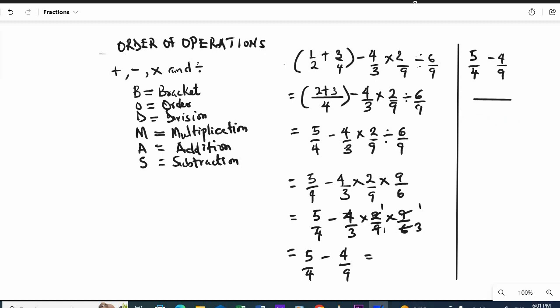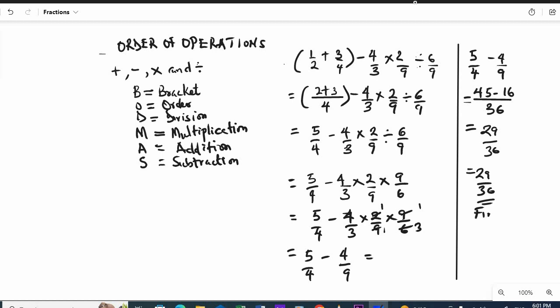Remember, the LCM is 36. And 36 over 4, that's 9. 9 times 5, that's 45. Minus 36 over 9, that's 4, I'm sorry. 4 times 4, that's 16. So 45 minus 16 gives what? 45 minus 16 gives us 29. Okay? That's 29 over 36. So the answer to this question is 29 over 36.